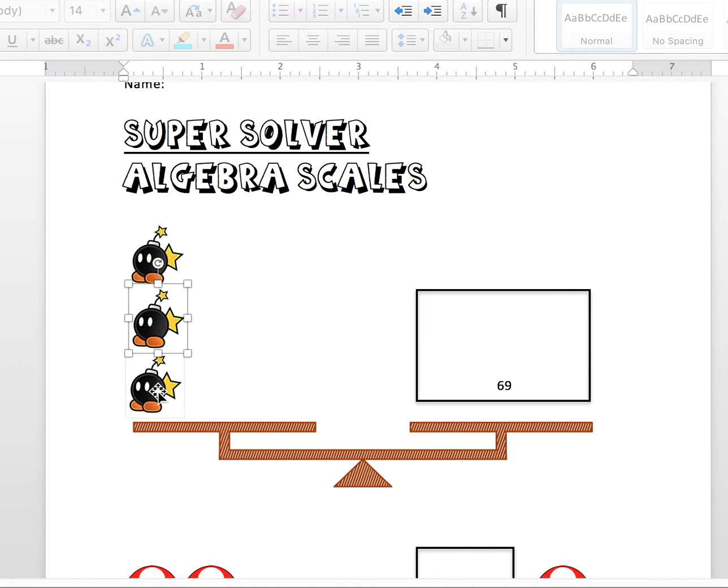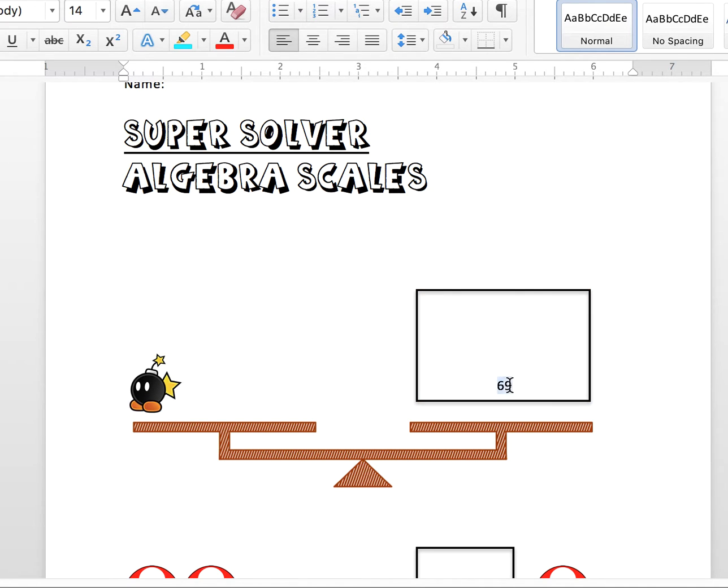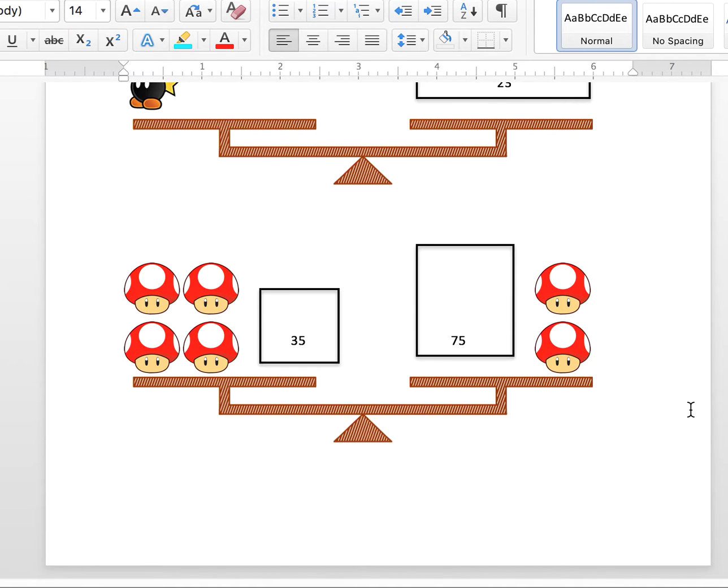Now we can divide each side by 3. 3 divided by 3 is 1. We have 1 bomb. 69 divided by 3 is 23. So 1 bomb must weigh 23 pounds. Down here, we have 4 mushrooms plus 35 equal 2 mushrooms plus 75. So let's take away 35 pounds from both sides. We get 40 pounds plus 2 mushrooms equals 4 mushrooms.